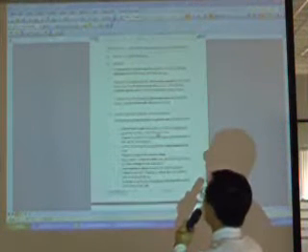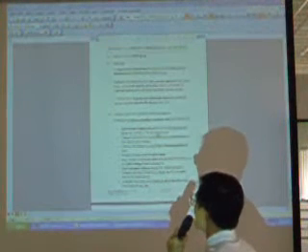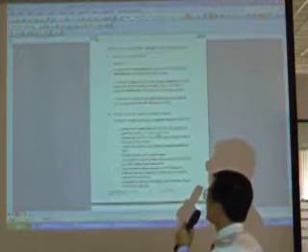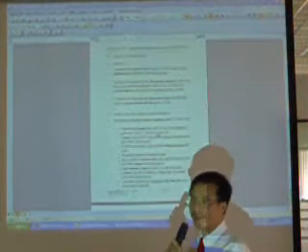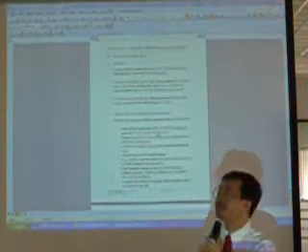A sediment basin is designed to trap sediment before it leaves the construction site. It is a temporary structure with a lifespan of 1 to 2 years. Okay.